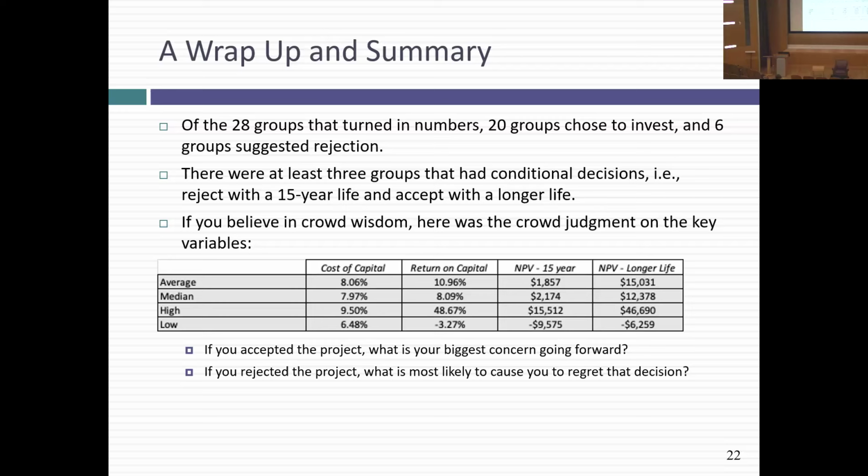There was one group, though, that had positive net present values, both the finite and the perpetual life, that said reject. I haven't read the report, and I would like to see what the rationale is. I can think of potential explanations. But I was interested to see if there are any groups that got a negative NPV that said accept because of the optionality.